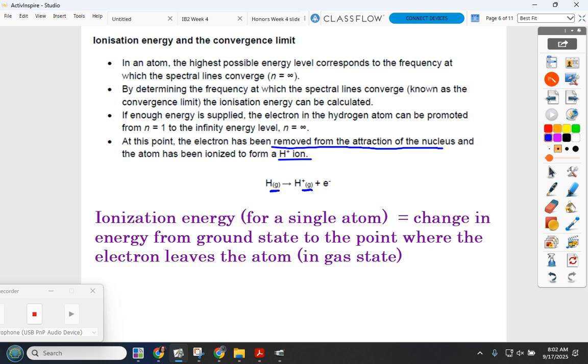So just always be aware if you're asked for a definition of ionization energy, make sure you're including that it's in the gas state, okay? So we can talk about it for a single atom, we can talk about it in terms of large quantities of atoms, like a mole of atoms, okay? So that's essentially what the ionization energy is. It's the difference in energy from the ground state to that infinity state where the electron just leaves. Questions on this?